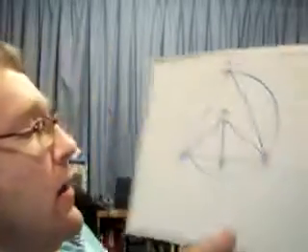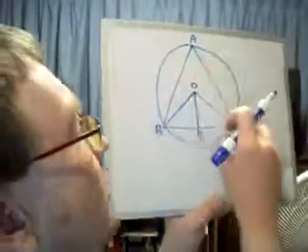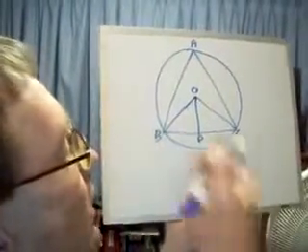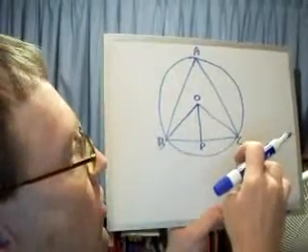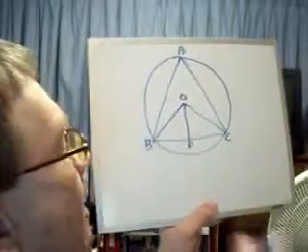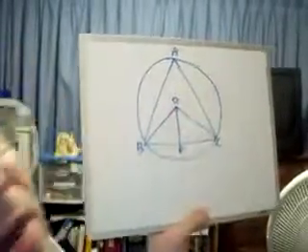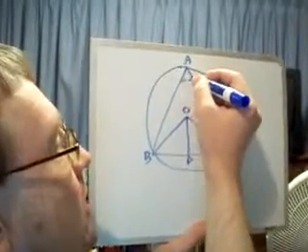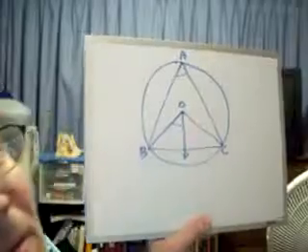Why is that so important? Because guess what else we said? At the beginning of the proof, we said that BOC is twice the size of BAC. So if we divide BOC by 2, we get BAC. So that makes BAC equal to BOP. Angle BAC, which is this one right here, is now equal to this one right here.